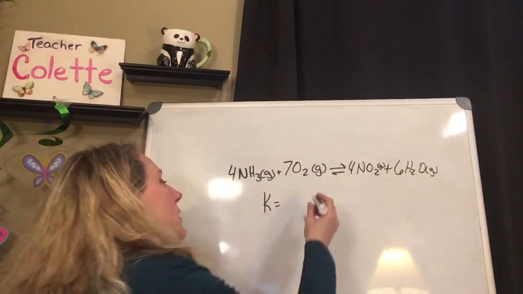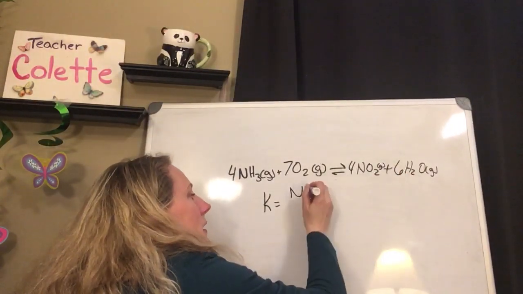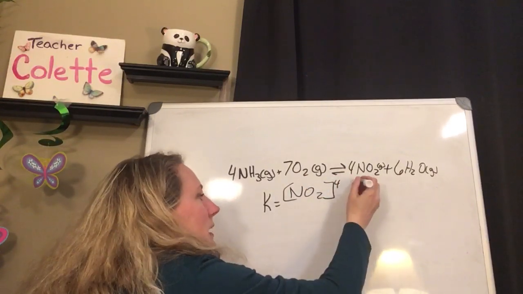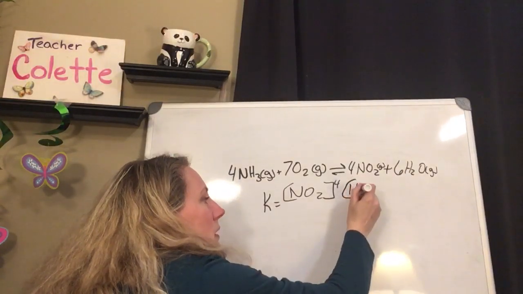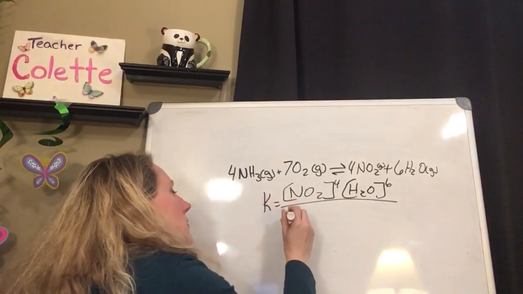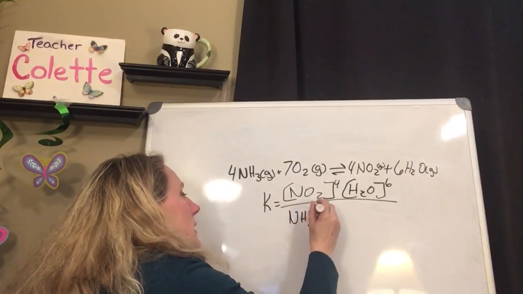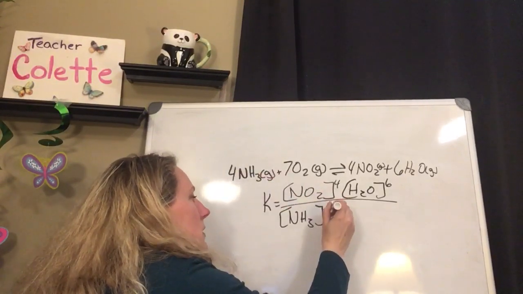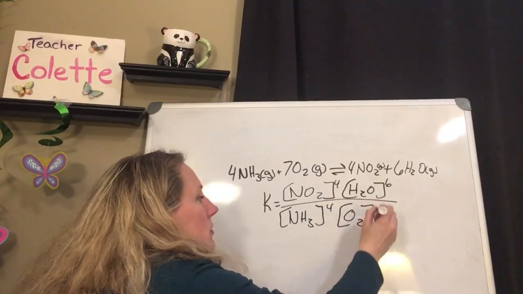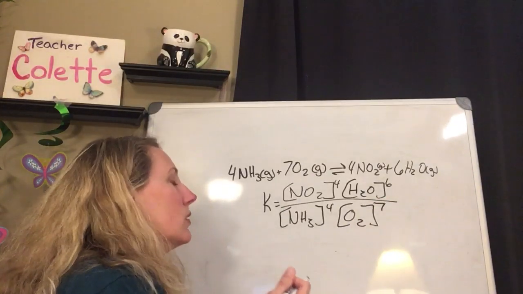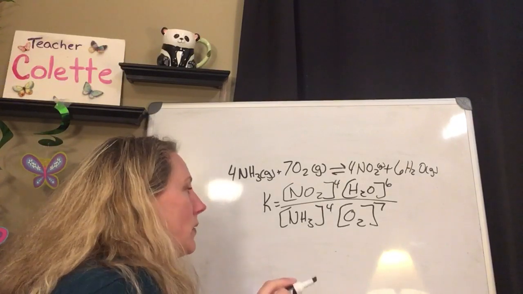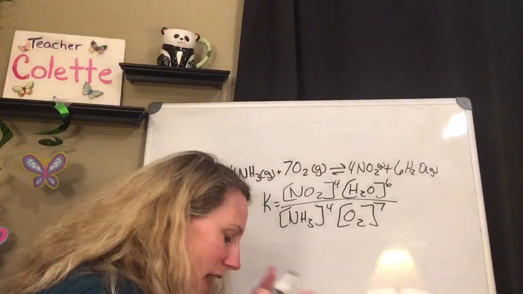So it's going to be the equilibrium of the products, NO2 to this exponent, our exponents are really big now, times H2O to this exponent, over NH3 to this exponent, holy cow, 4 times O2 to the 7. Wow. So make sure you can use your calculator. Do this problem on your calculator. Okay, so now put your numbers in that it says at equilibrium.